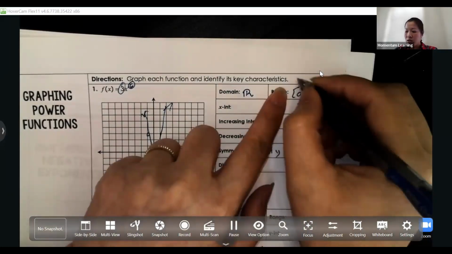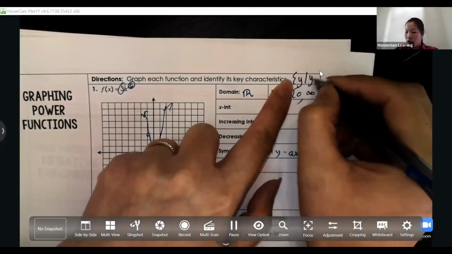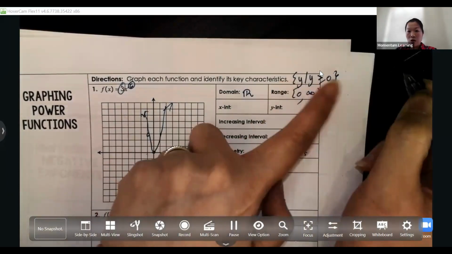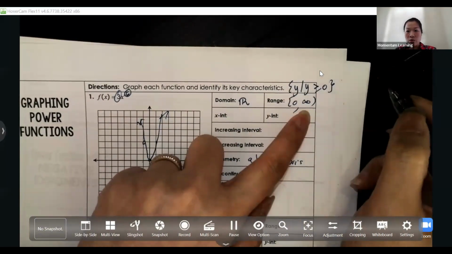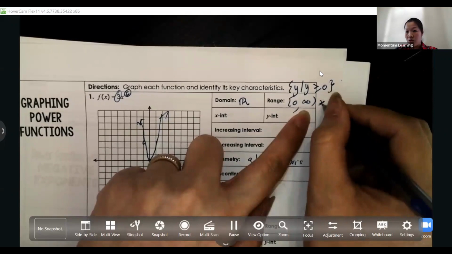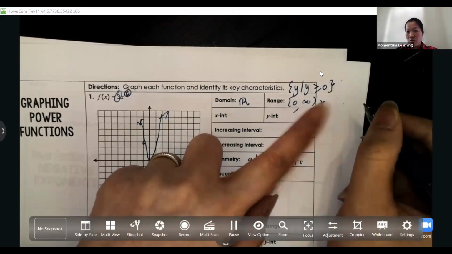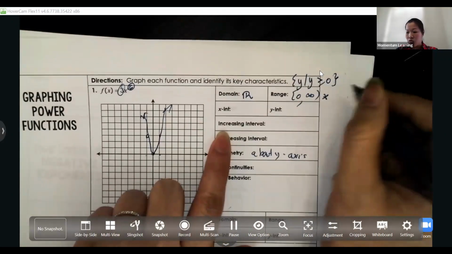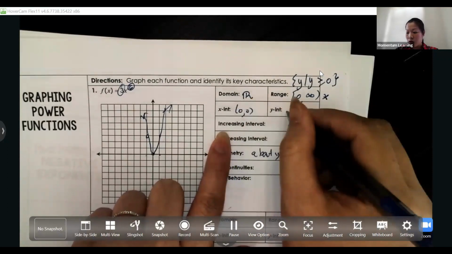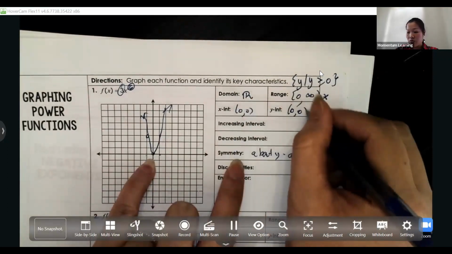You can write this as set notation. If you don't know how to do set notation, you can look it up, but this is a set notation and this is an interval notation. Normally, when they write for College Board, they use this one more. The x-intercept is going to be (0, 0). It doesn't have to have an x-intercept. It depends on the function.